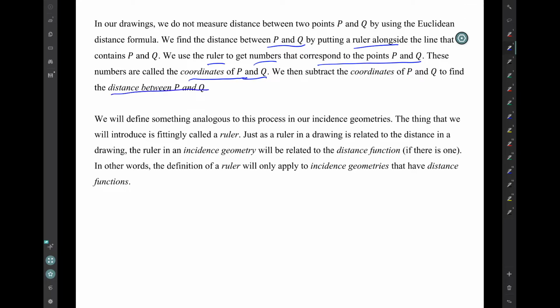We'll define something analogous to this process in our incidence geometries. The thing that we'll introduce is fittingly called a ruler. Just as a ruler in a drawing is related to the distance in a drawing, the ruler in an incidence geometry will be related to the distance function, if there is one. In other words, the definition of a ruler will only apply to incidence geometries that have distance functions.